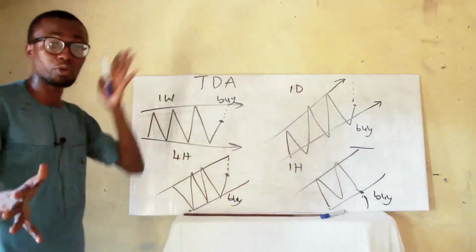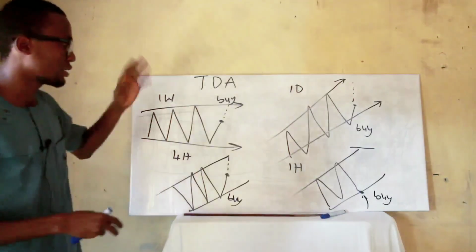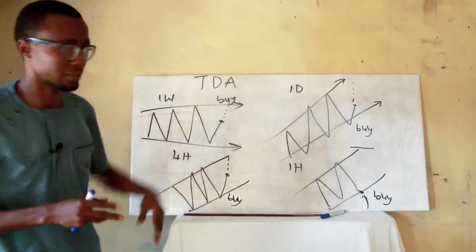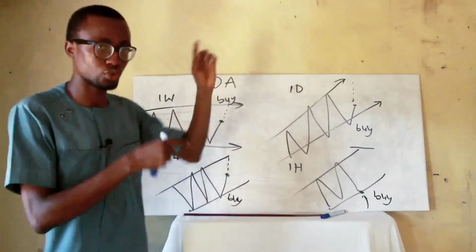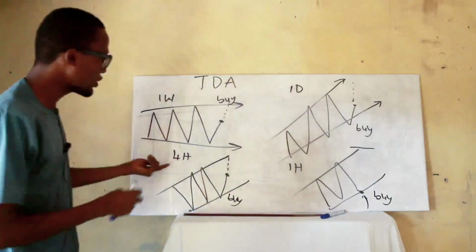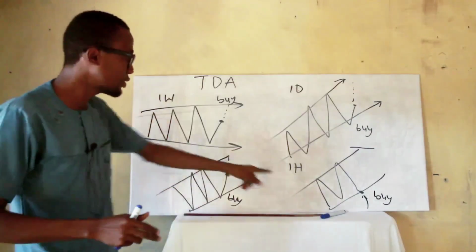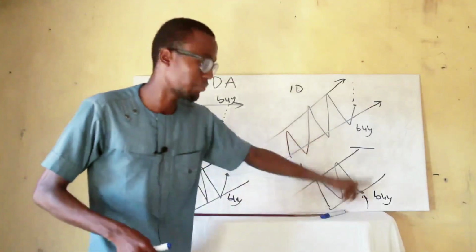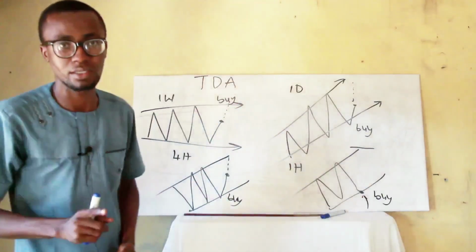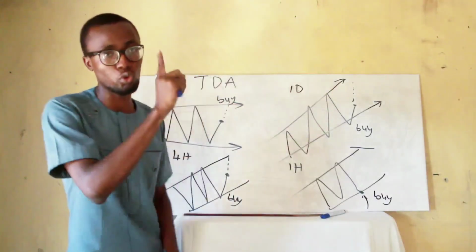Right? So can you see what I did now? I went to the weekly time frame, looked at what is going on there, then drew my trend lines. Went to the 1 day time frame, looked at what is going on there, drew my trend lines. Then I went to the 4-hour time frame, looked at what is going on there, and drew my trend lines. Then went to the 1 hour time frame, looked at what is going on there, drew my trend lines. Then make my entry a buy. Why? Because all of them were agreeing to go up.